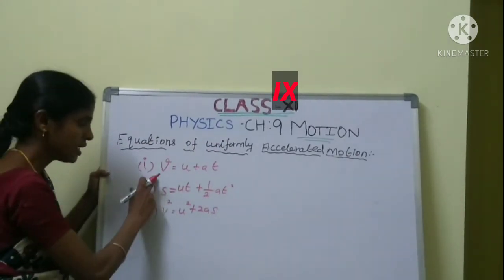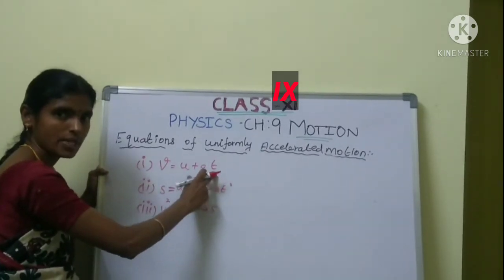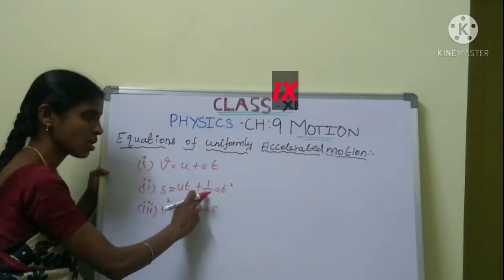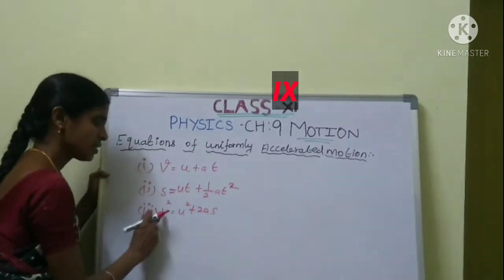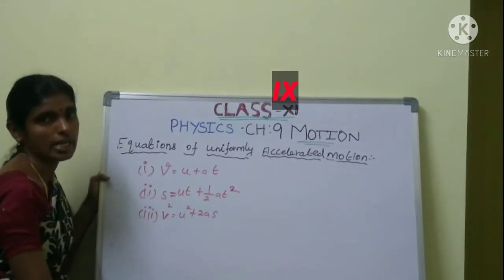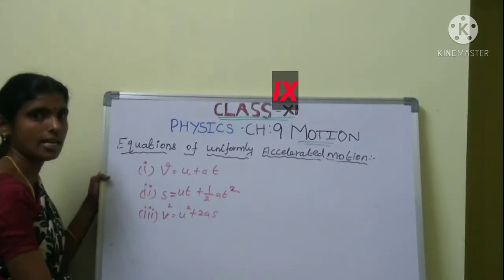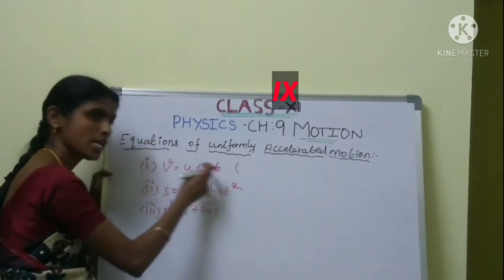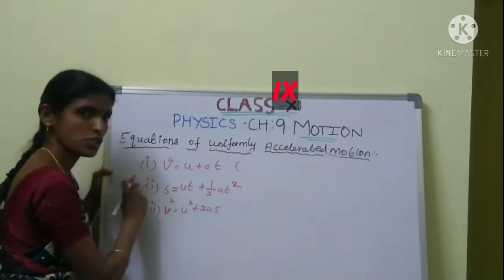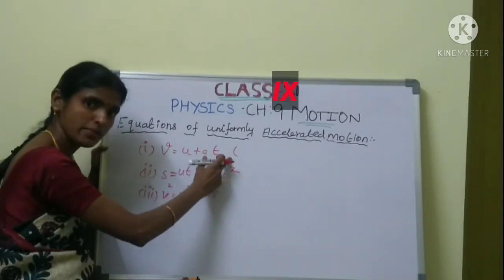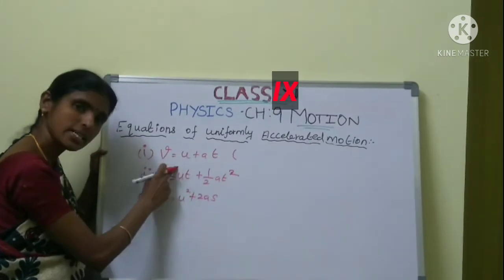Whenever an object is moving in uniformly accelerated motion, it follows these three equations. V equal to U plus AT. Second, S equal to UT plus half AT squared. Third equation, V squared equal to U squared plus 2AS. Okay, see here. The first equation, relation between which one and which one?